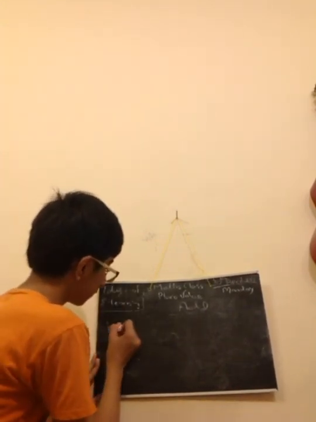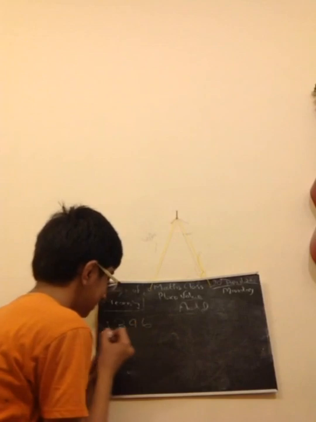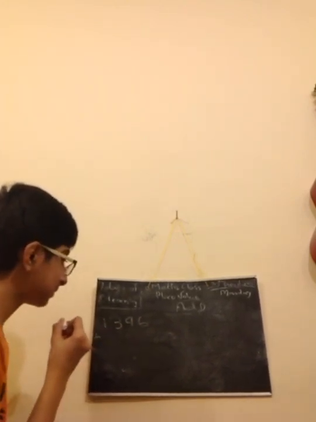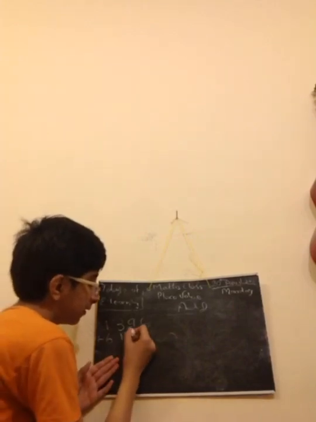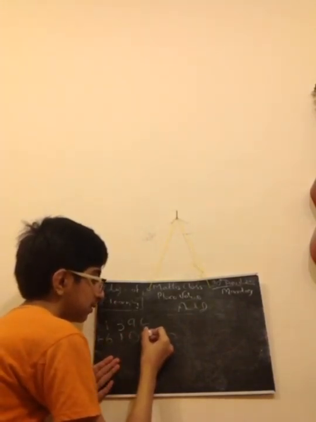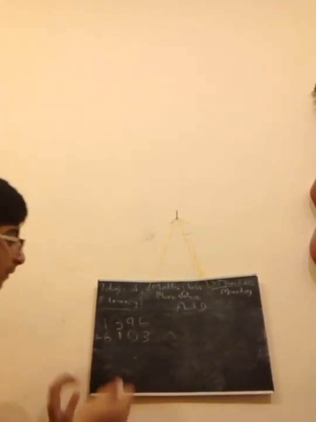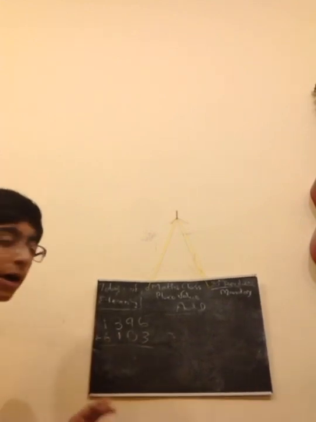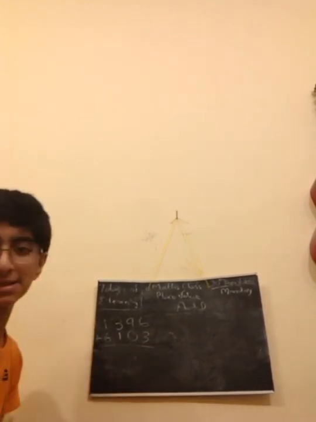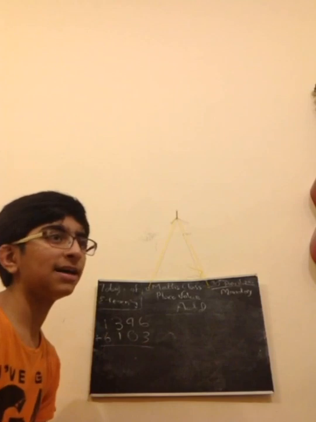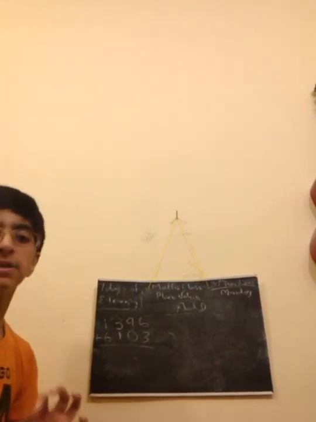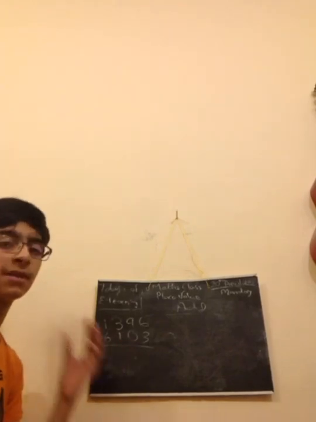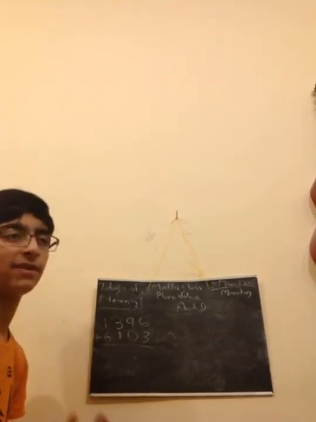So 1396 plus 6103. Now, before watching the answer, first write your own answer in the comment section below, so that I can figure out if you can do it yourself easily or not.